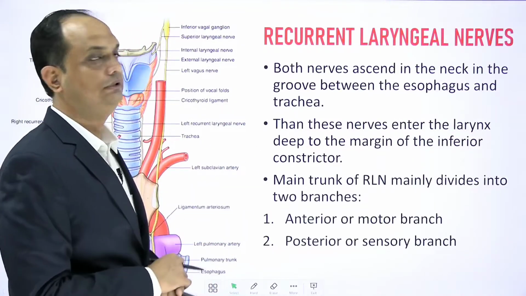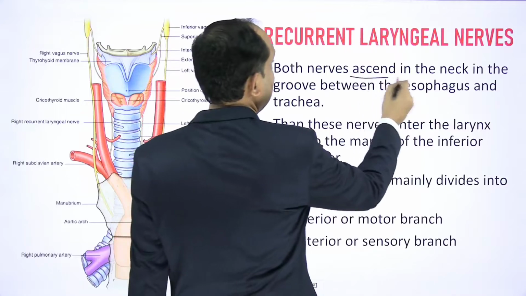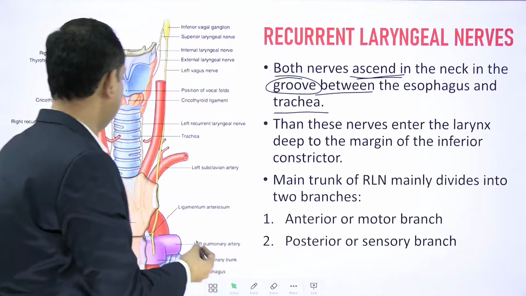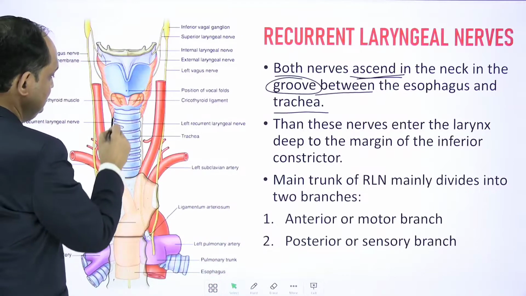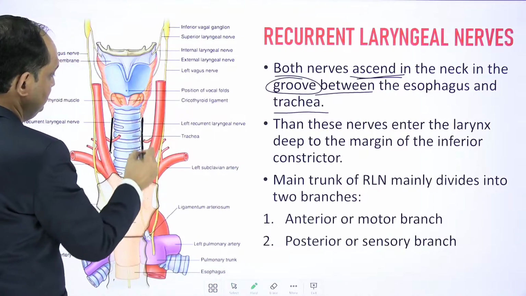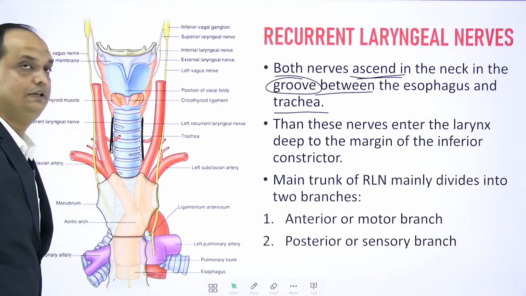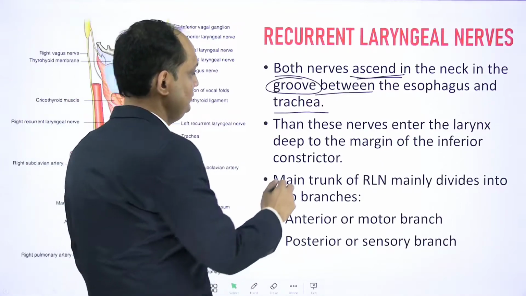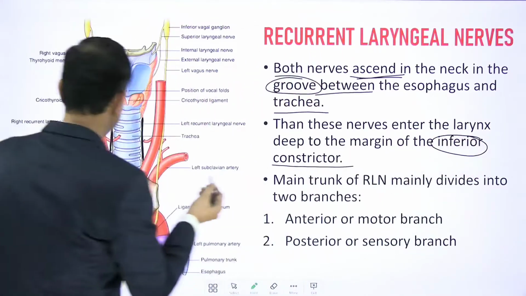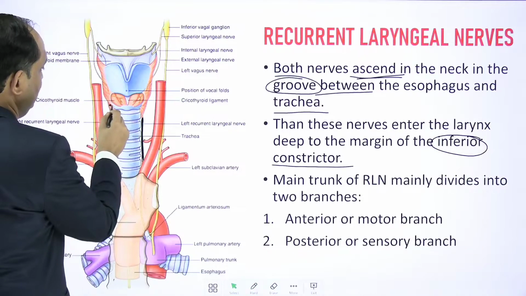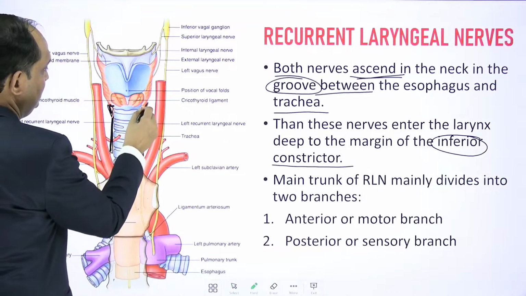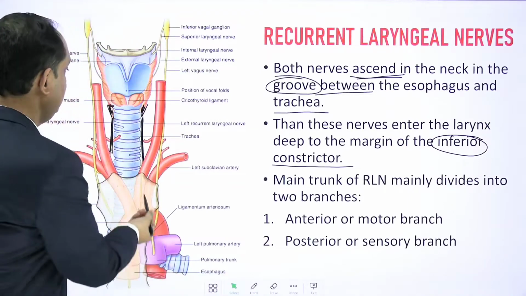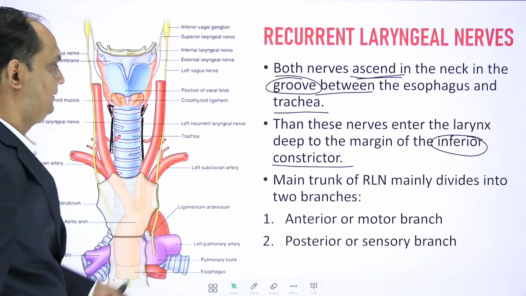Both nerves then ascend in the neck in the gap between the trachea and esophagus, which is known as the tracheoesophageal groove. So here you can see that this part of both recurrent laryngeal nerves is in the tracheoesophageal groove. Then these nerves enter the larynx deep to the margin of the inferior constrictor. So when they are ascending, they approach the inferior constrictor. Now the inferior constrictor has two parts, thyropharyngeus and cricopharyngeus. Posteriorly they will reach the cricopharyngeus part.